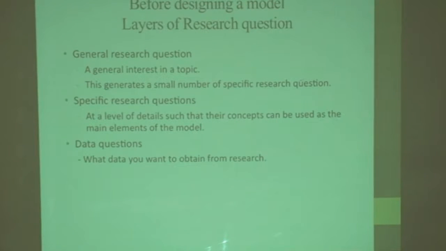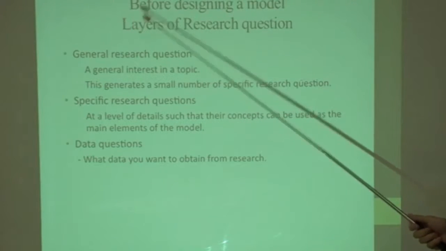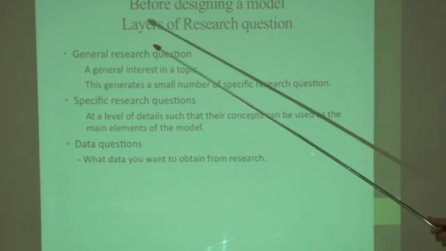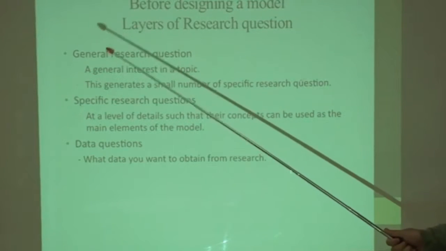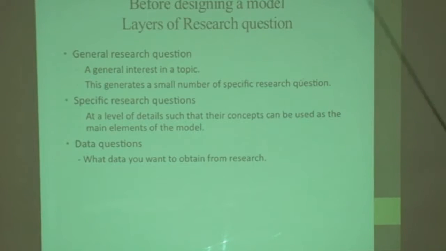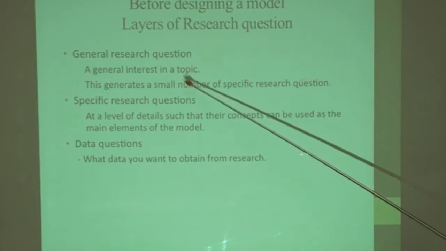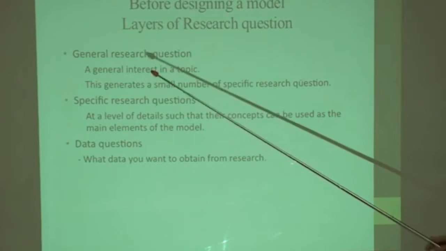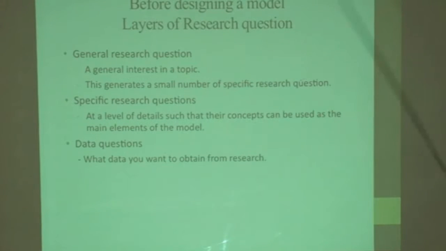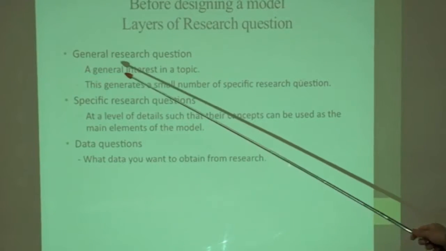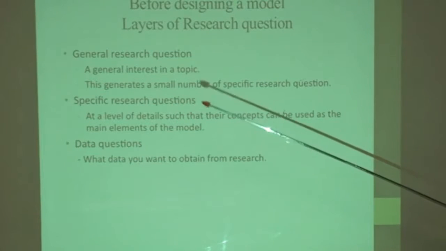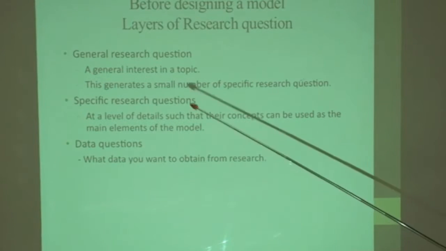Before designing the model, we have to think about the layers of research questions. First is the general research question, which is a general interest in the topic. This general research question generates a small number of specific research questions. So what are specific research questions? Specific research questions are at the level of detail such that their concepts can be used as the main elements of the model.